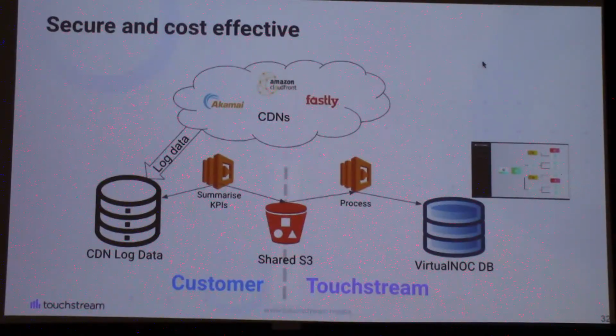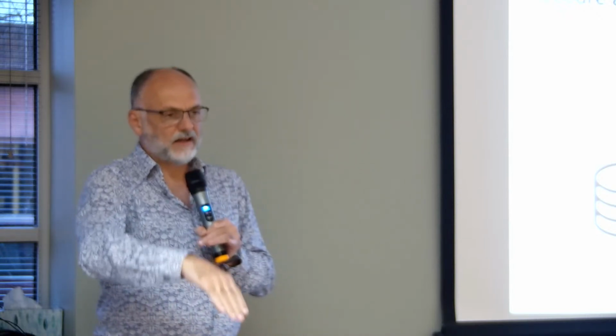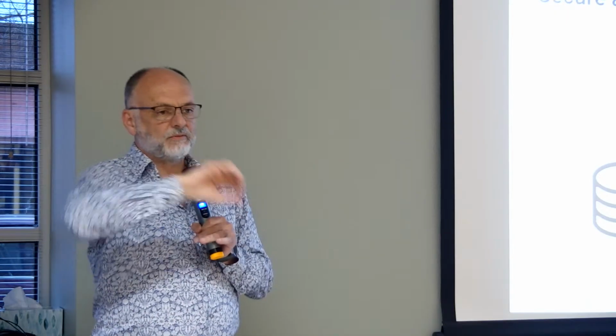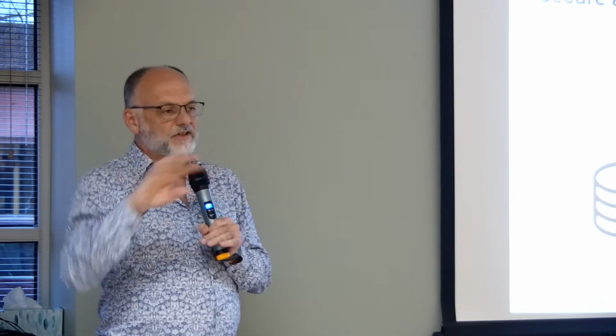So that summarization happens on the customer side, drops the summarized data, which is cleansed of everything personally identifiable, into a shared S3 bucket, which then another Lambda function picks up, processes, and turns into visualization data, and stores it in the Touchstream virtual NOC database.